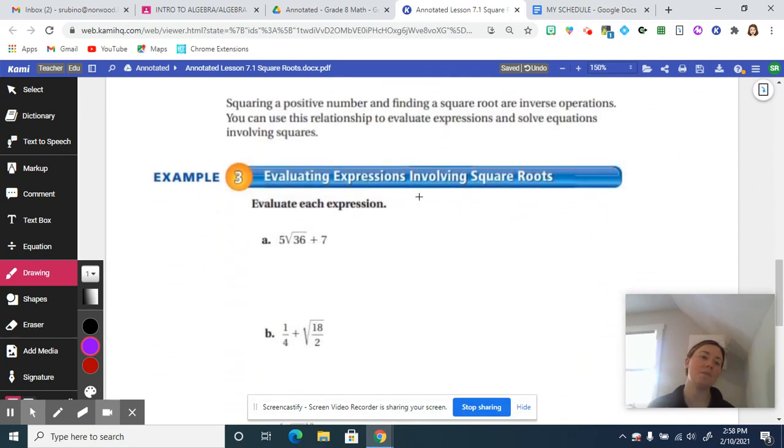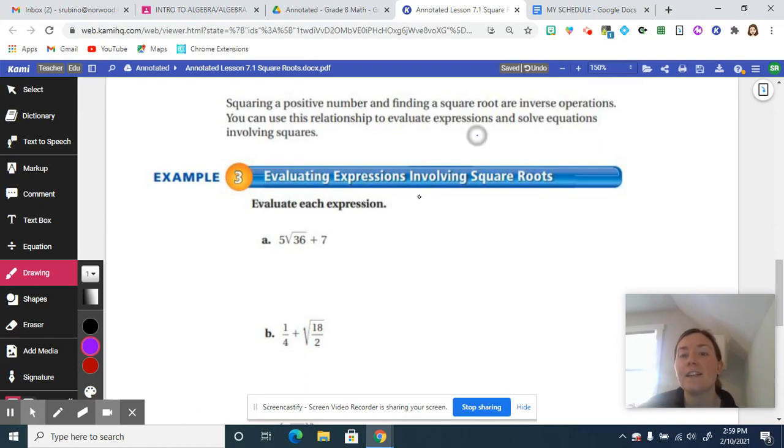All right, now there is a comment here that says squaring a positive number and finding a square root are inverse operations. You can use this relationship to evaluate expressions and solve equations involving squares. Now, we have spent a lot of time on equations this year, and during that time, we have gained an understanding of what inverse operations are.